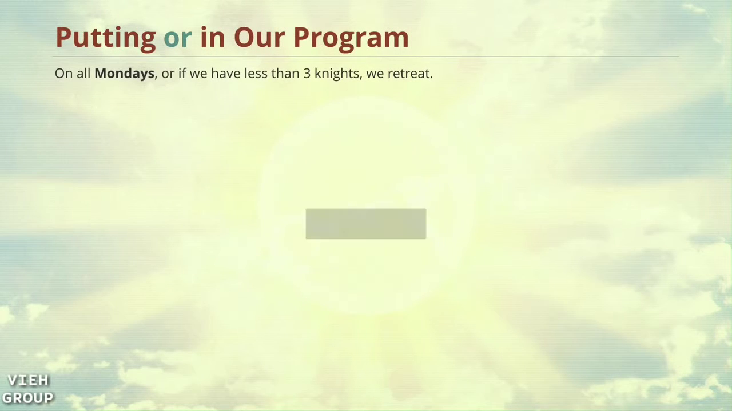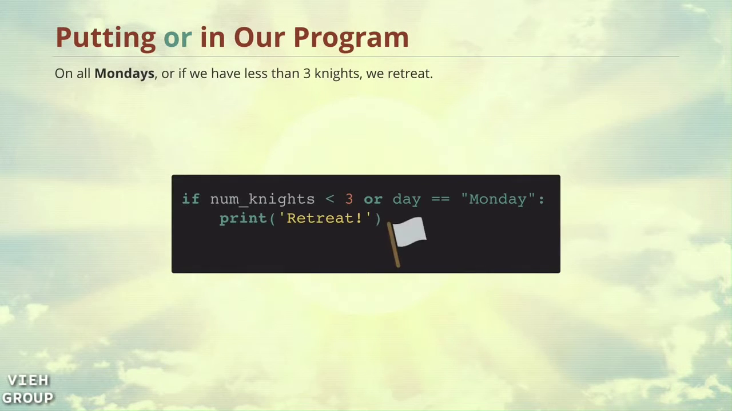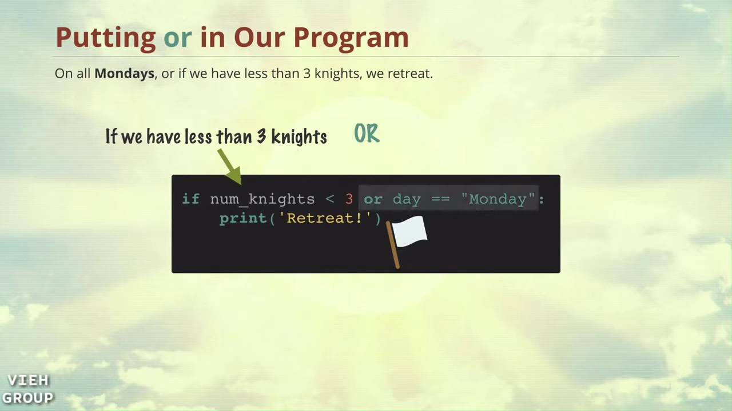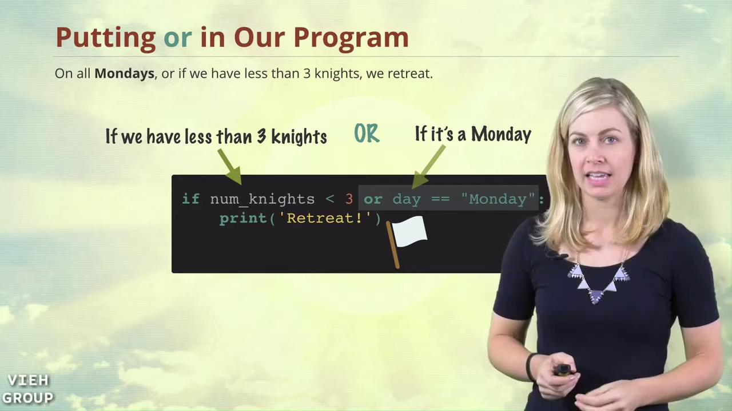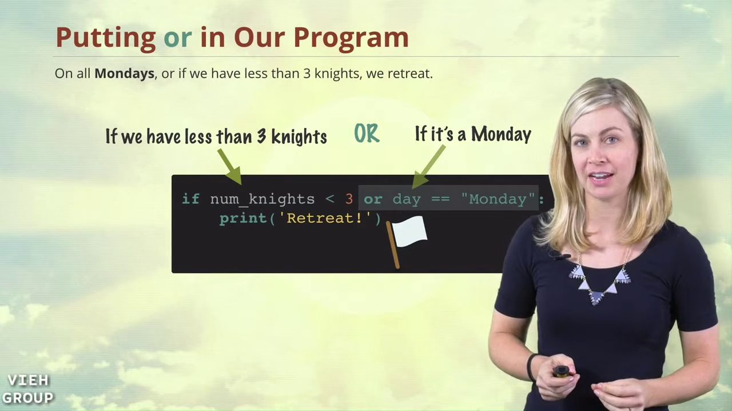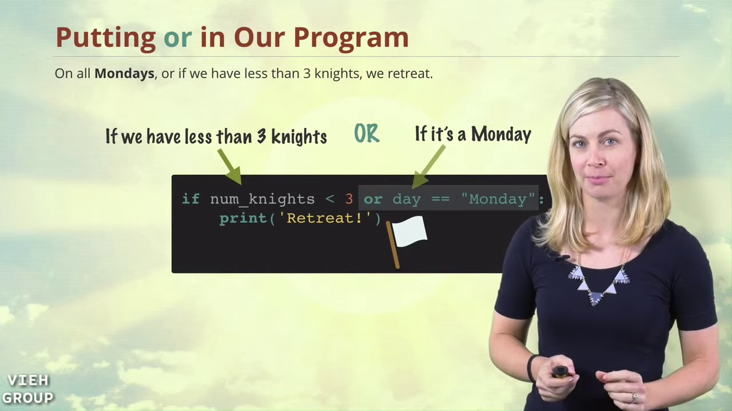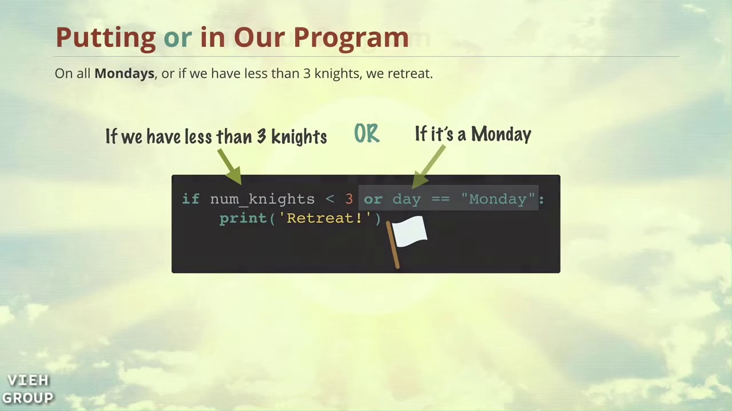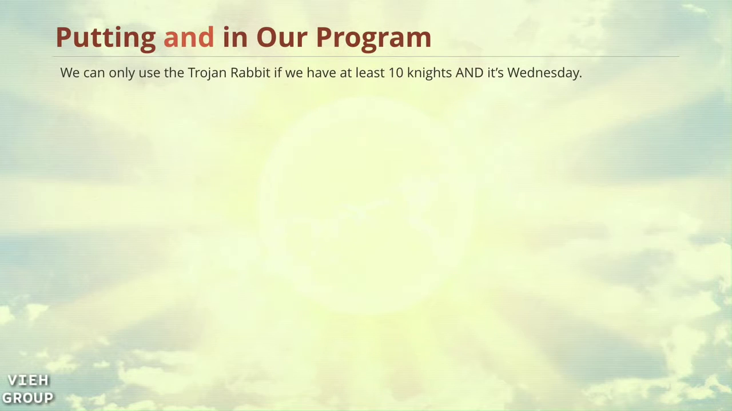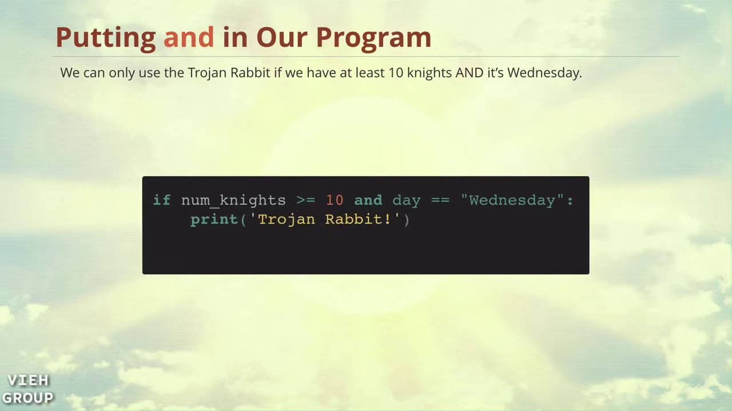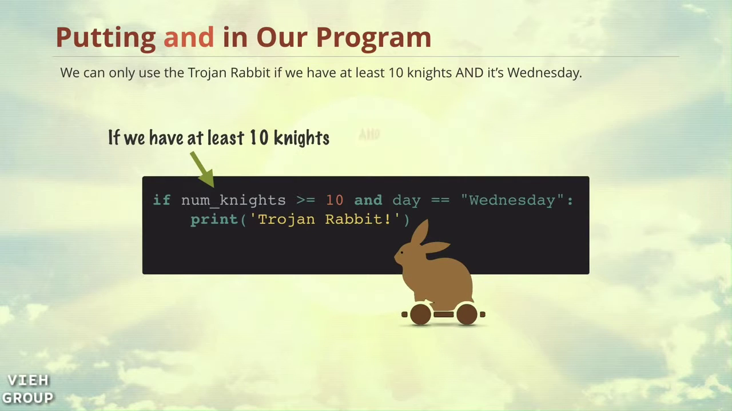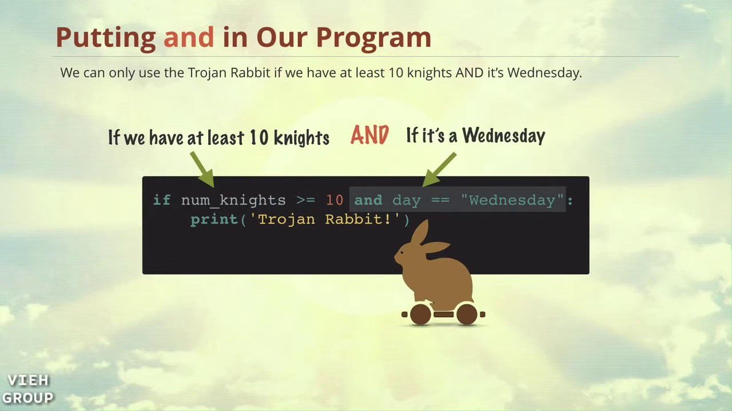Let's start out by handling the new Monday rule. If num nights is less than 3, we retreat, or if it's a Monday, we retreat. In conditionals, we can have multiple comparisons separated by the or operator. Here, we'll handle the Trojan rabbit rule by checking if we have at least 10 nights and the day of the week is Wednesday.